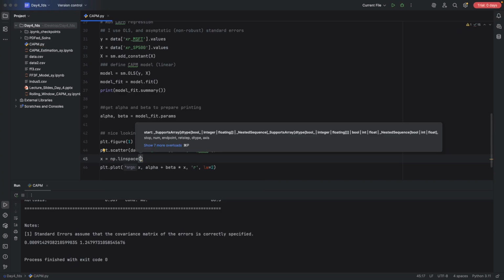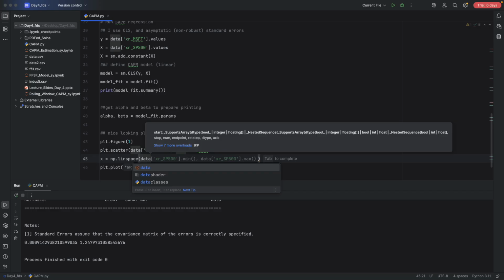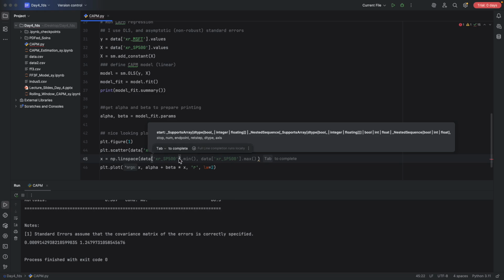My starting point will be the minimum value of the x-axis, which is, we have the S&P return down there. So I will take data. Yeah, it's a nice suggestion it gives: XR S&P 500, the min, and the endpoint is data XR S&P 500, the max. So that way the line will be nicely aligned to the scatter plot. So that is a good suggestion.